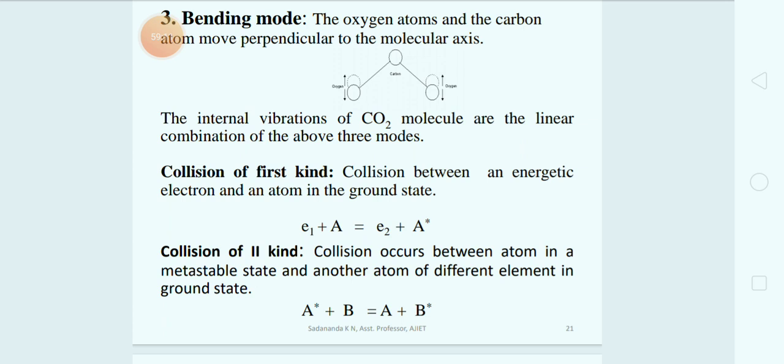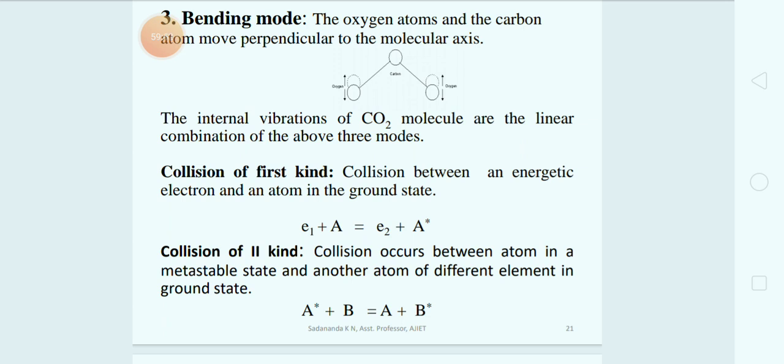In such a collision, the energy transfer takes place from the atom in the metastable state to the other atom which is in the ground state. As a result, the atom in the metastable state drops to the ground state, whereas the other atom rises to the excited state. This process can be represented as A star, that is the atom in the higher energy state, interacting with the atom in the ground state. Two dissimilar types of atoms, please remember. The excited atom will come to the ground state and the other atom, which is in the ground state, will go to the higher energy state.